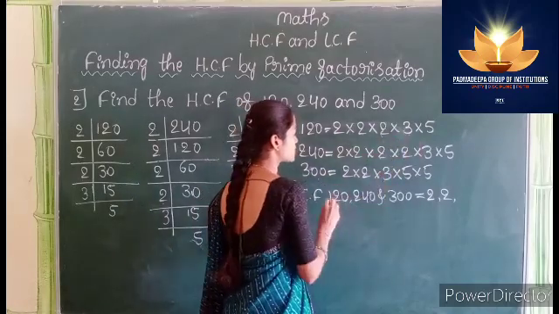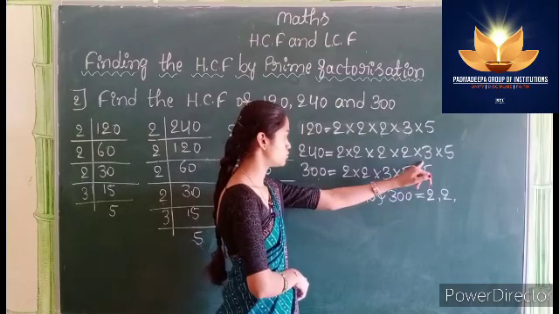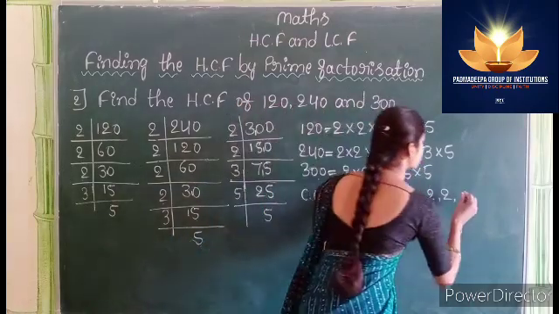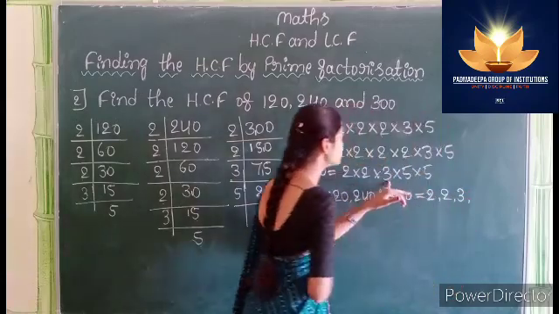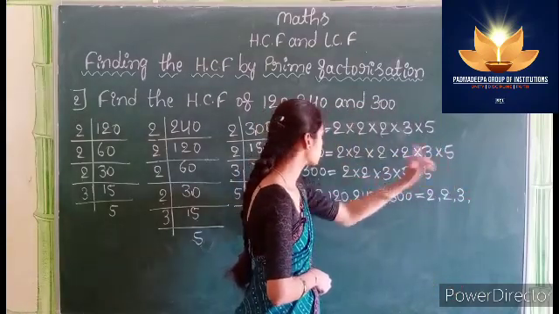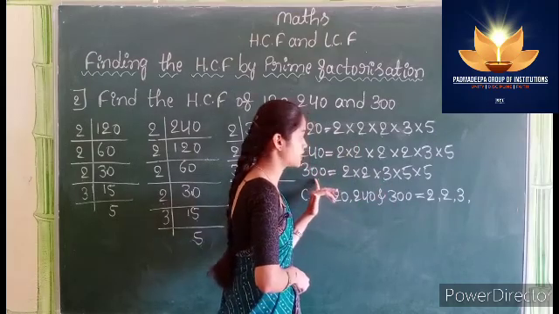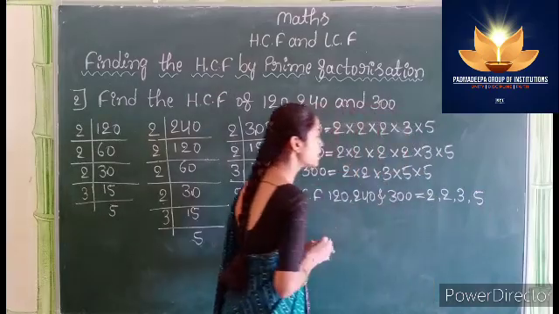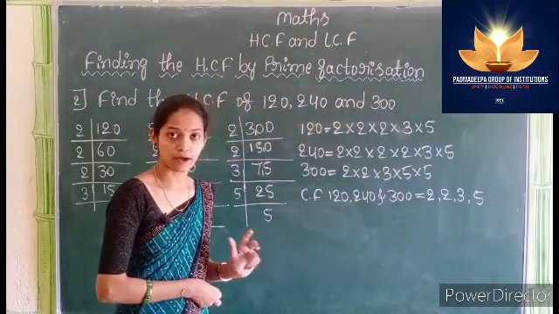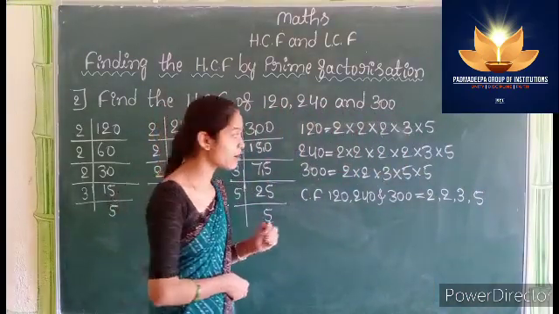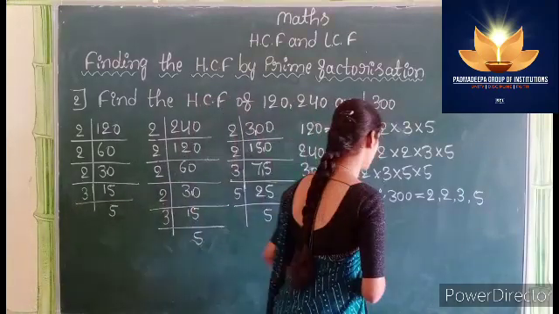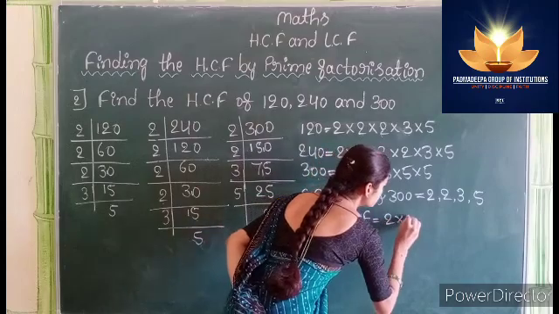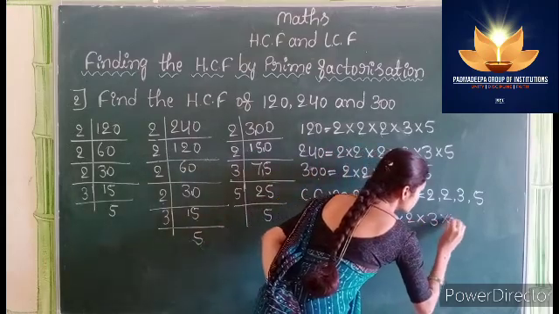Then 3. 3 is also a factor of 240 and also a factor of 300, so we can consider 3 as a common factor. Then 5. 5 is a factor of 240 and also a factor of 300, so we can consider 5 as a common factor. Now we have to find out the HCF, right? To find out the HCF, we have to multiply these numbers. HCF is equal to 2 into 2 into 3 into 5.